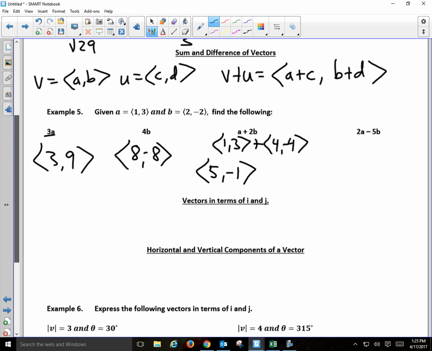I do 2A minus 5B. So let's see, 2A would be (2, 6) minus, and if I do 5B, (10, negative 10). Negative 8, 16. There we have it.